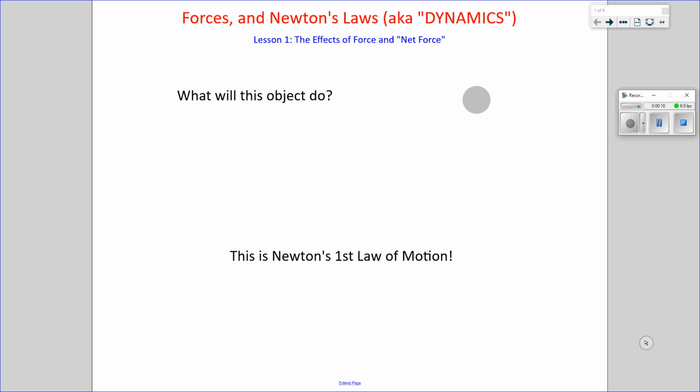Here we are. We're going to introduce some ideas about forces and Newton's laws, what many of us call dynamics. And we're going to start with a hypothetical, or at least a little exercise in imagination.